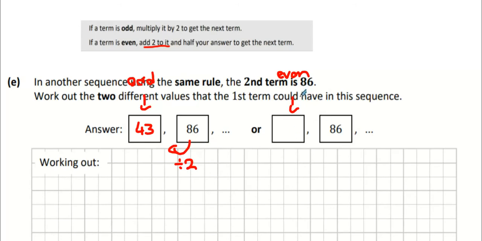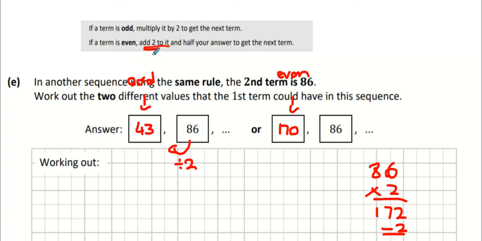Now, if it's even, we gotta do this one. If the term is even, add 2 to it and half your answer to get the next term. Well, if we half the answer to get 86, then we must multiply it by 2 to get 172. But then, we already added 2 to this number, so we got to take away 2, so the answer must be 170.